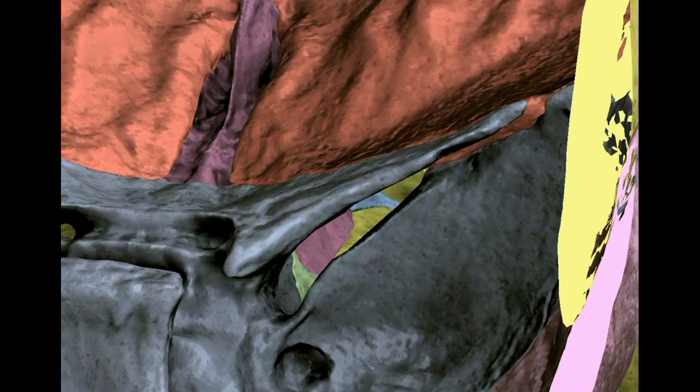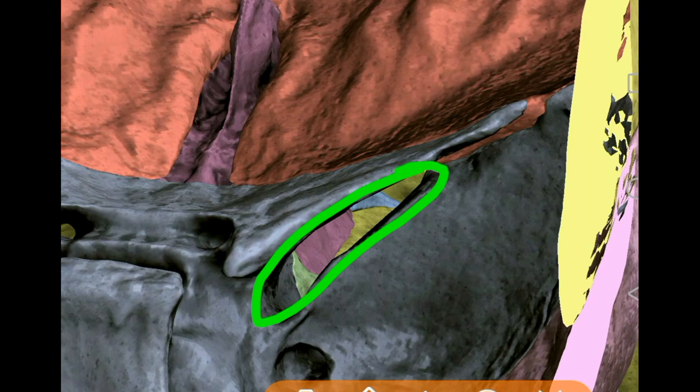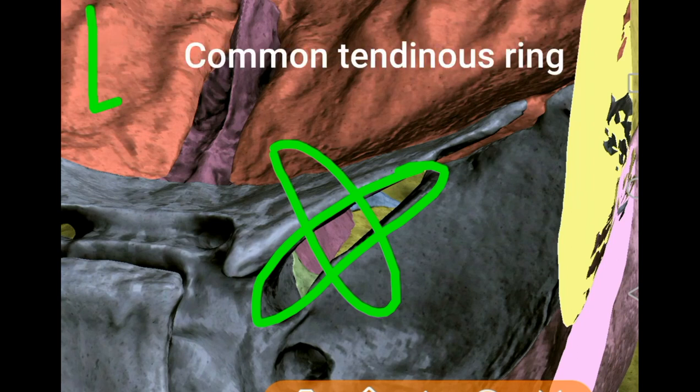You can see there the lateral part transmits 3 structures. You can see this is the superior orbital fissure. It is a very important communication. Oblique cleft, lesser wing of sphenoid above, greater wing and medially body of sphenoid, and you can see it is divided into 3 parts by the common tendinous ring.